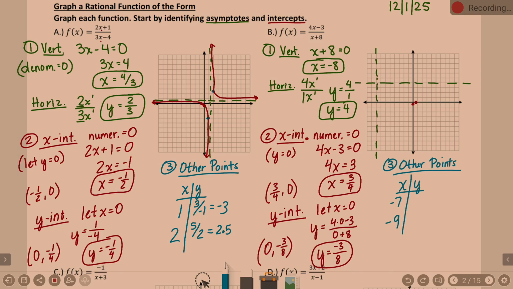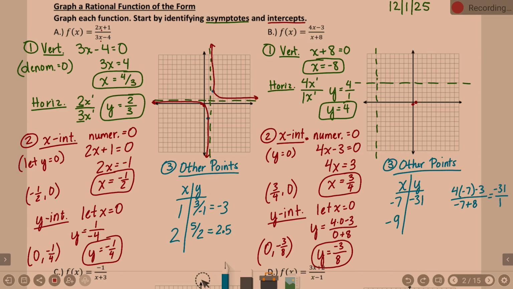Now, do you have to get that close? You don't. But that's just my way of doing it. There's options out there. Not the easy math this time. Let's see. 4 times -7 minus 3 over -7 plus 8. 4 times -7 is -28. -28 minus 3 is -31. -7 plus 8 is 1. So -31 over 1, -31.